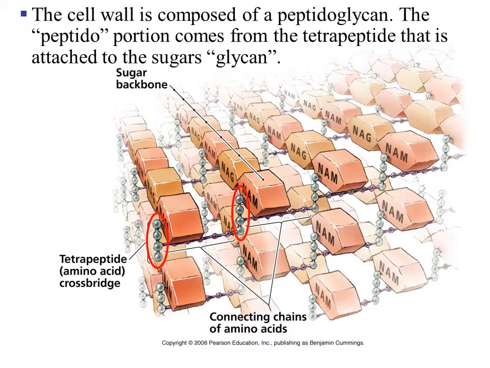What is the peptidoglycan? It is composed of two major things. Peptido is referring to the tetrapeptide, and glycan is referring to the sugar. So collectively, they make up the peptidoglycan.